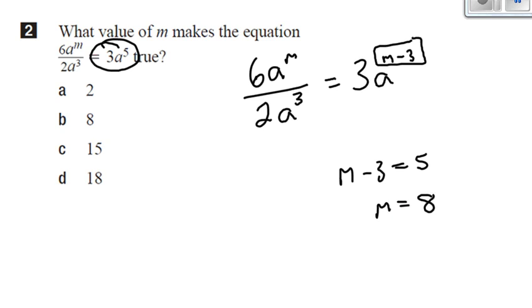So again, hopefully you knew and you remembered that the exponent laws tell us that subtracting the exponents is what you do in a division question. And so you knew right away that the answer was 8 because 8 minus 3 is 5.